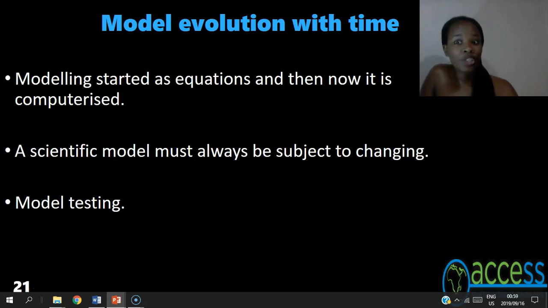Oh yes, they do change over time. Models started as equations, but now they are computerized. Therefore, a scientific model must always be subject to change, because scientists always understand things better than before, so they have to change the models. And once a model is not right, or it did not solve the real world problem, model testing has to be done, because either the model was wrong, or the data which was used to build the model was incorrect.